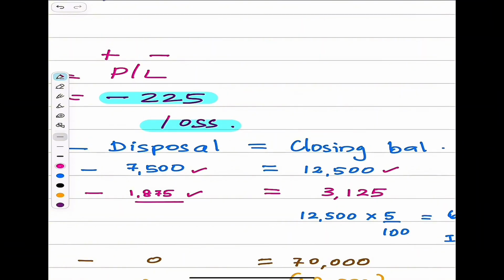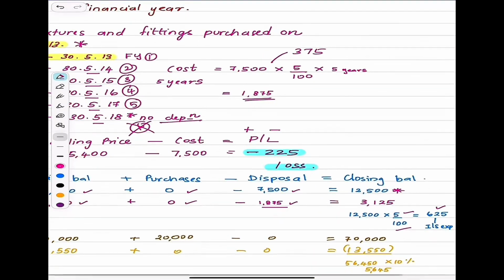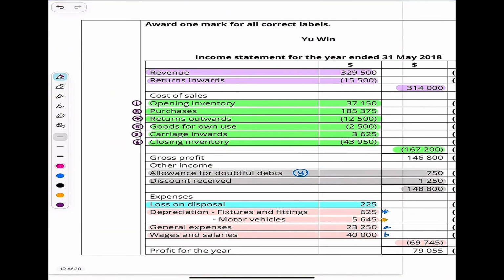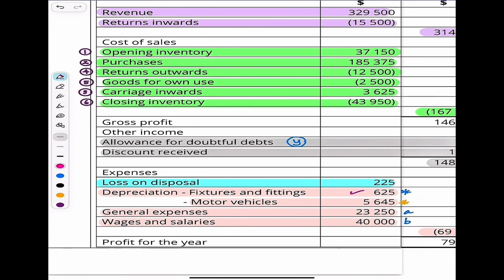Now let's plug in that to this formula in order to find the remaining depreciation for the fixtures and fitting. Now let's calculate depreciation for the existing fixture and fitting cost. So we have a closing balance of 12,500, 5% straight line method. Therefore, the depreciation for the current year for existing fixtures and fittings should be 625. Now, this should be entered in the income statement under the section of expenses 625.